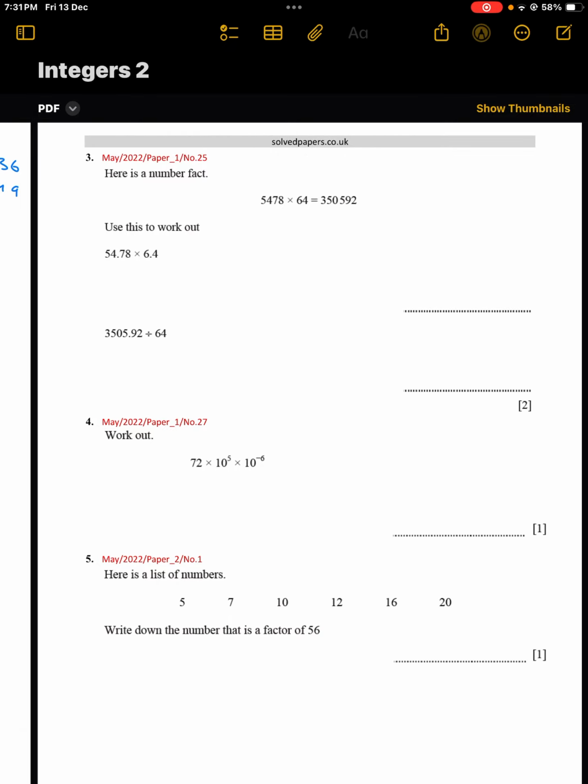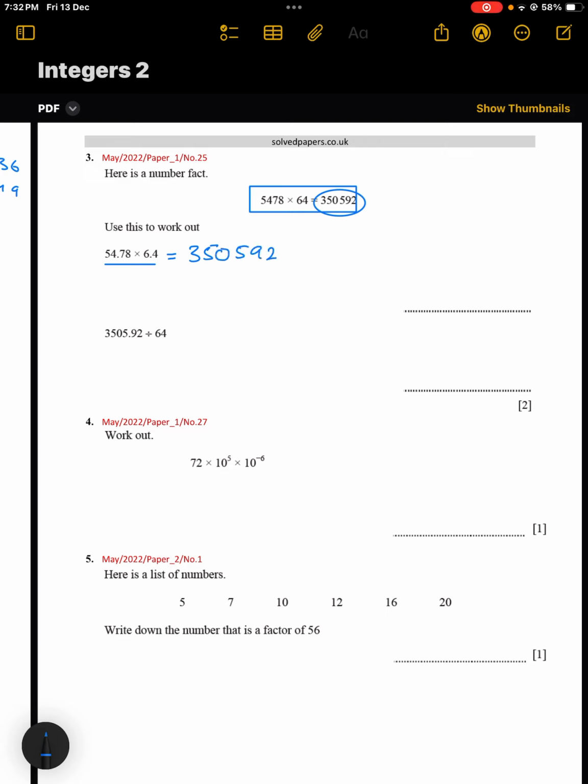Now moving to the next question, that is question number 3. Here is a number factor. We have this number that is given in the question. What we have to do, such a number is also given right here, but there are some decimal points. So obviously we will copy the answer from here. We will copy the answer and just write it here as it is.